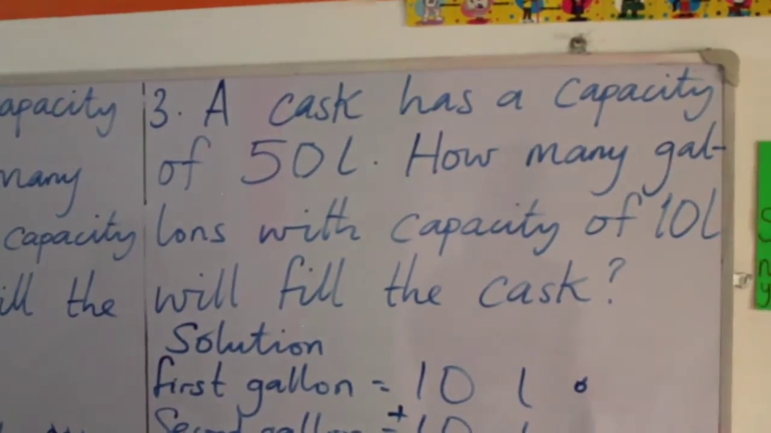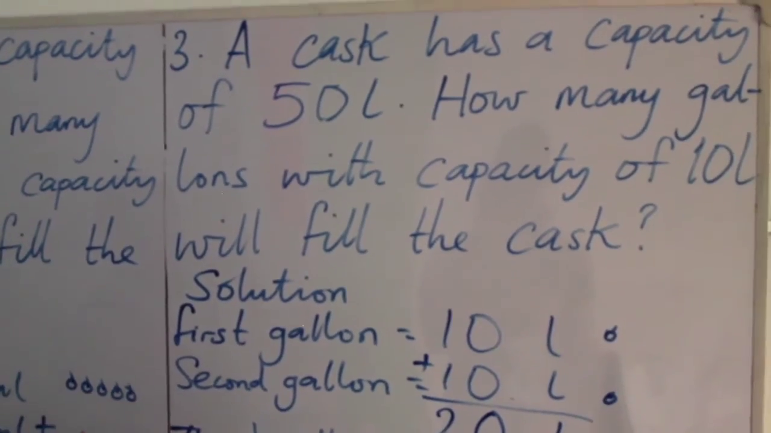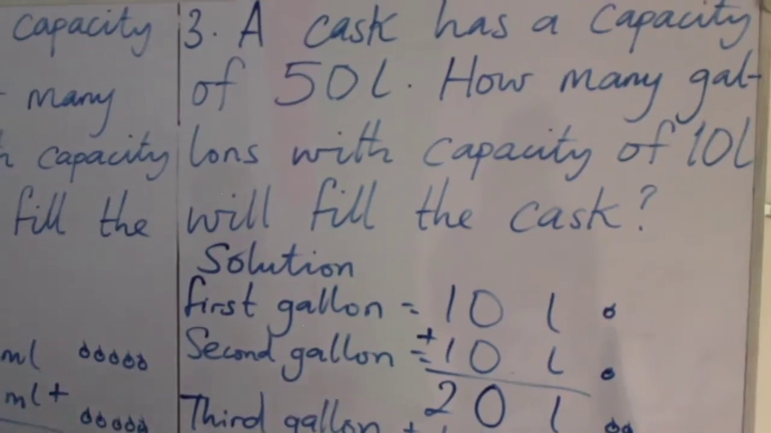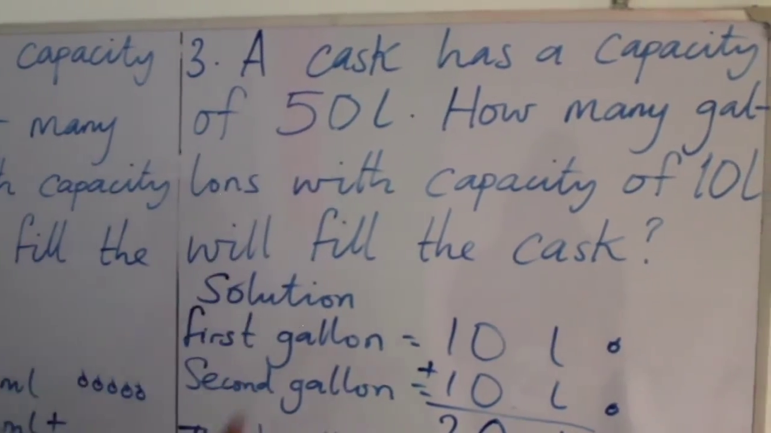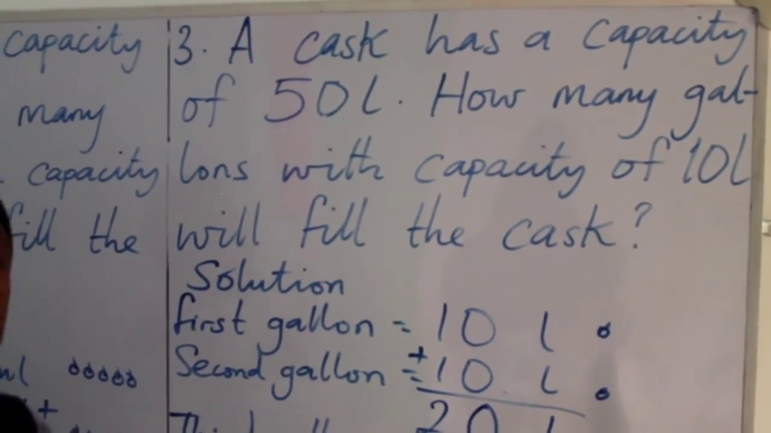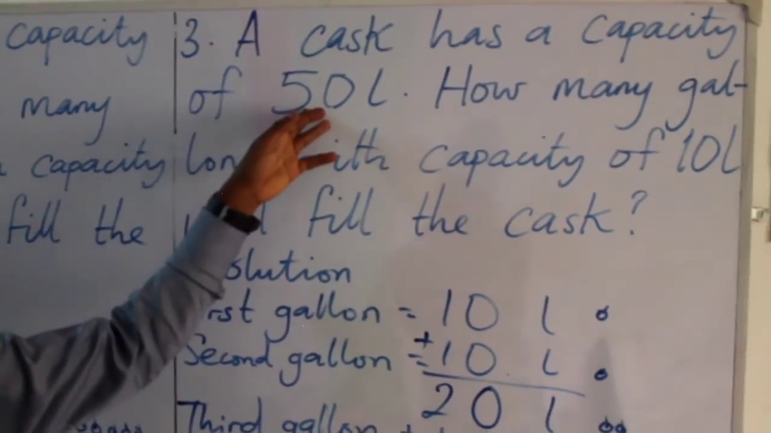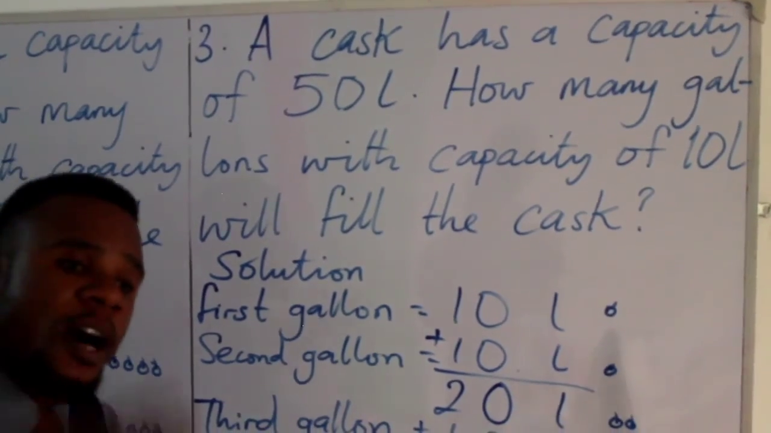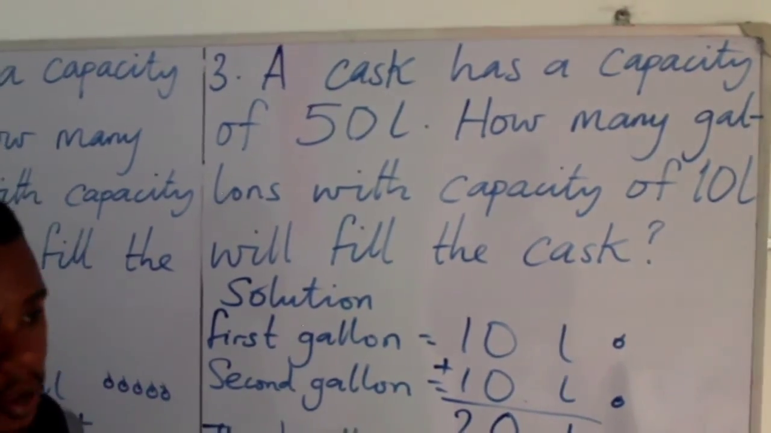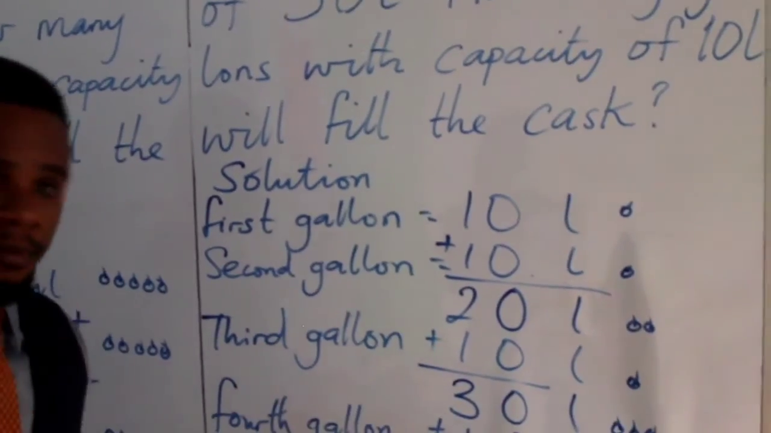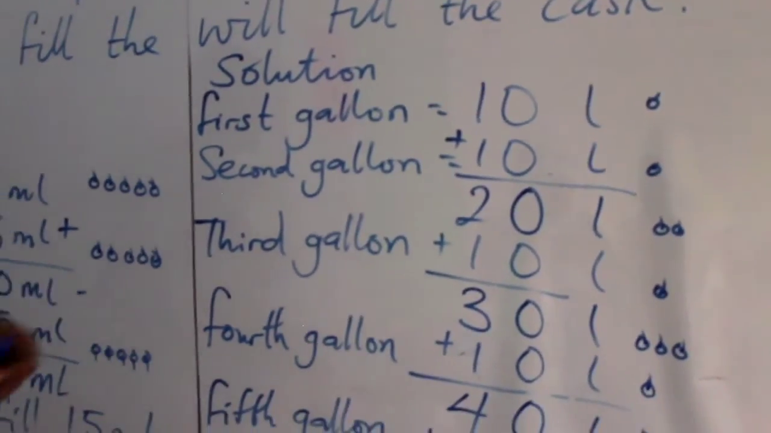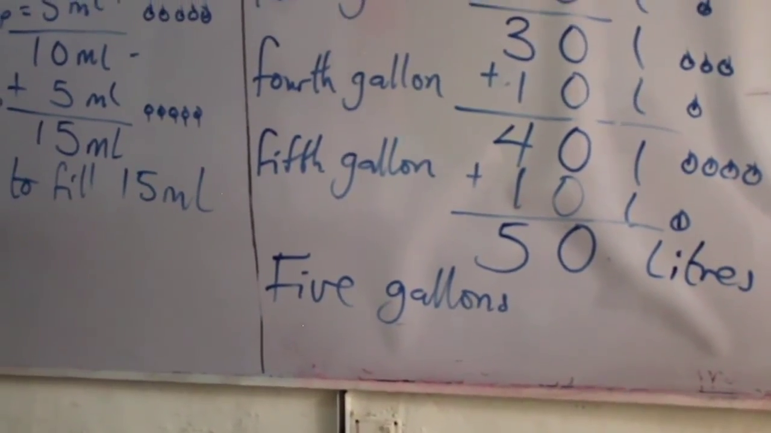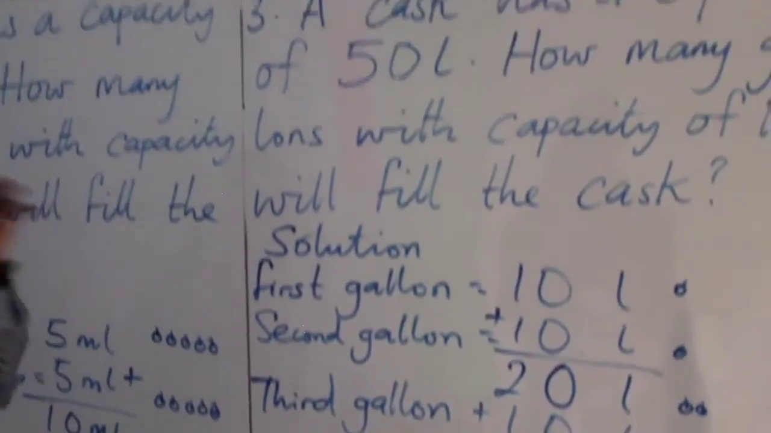So now take note of this. Remember, you have to use the smaller unit. Keep adding them until you arrive at the bigger unit or something close to it. Please, you must not exceed the capacity, because when you exceed the capacity, the water or the oil will flow out, and you have overflow. So now this is what we call addition of word problems in capacity.